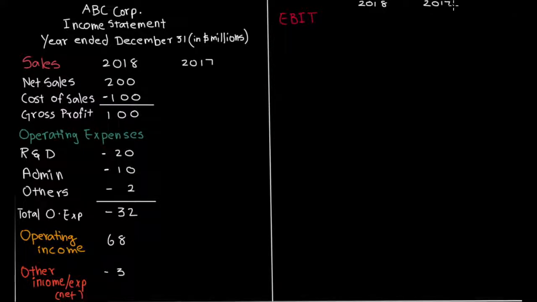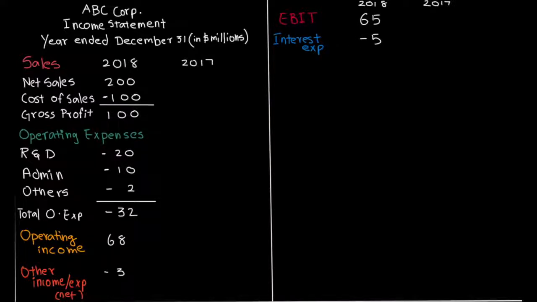For 2018, so 68 minus 3 is $65 million. Okay, so it is earnings before interest and taxes. Now let us just minus the interest expense or interest income that we get. Interest expenses, if we borrow too much, it'll be an expense. If we have lended too much to other people, it will be a net of income. So we're going to calculate the interest expense. So let us say for this company we had an expense of minus 5 million.